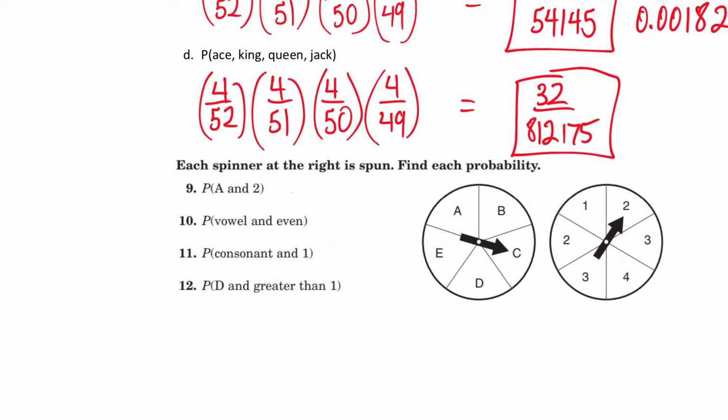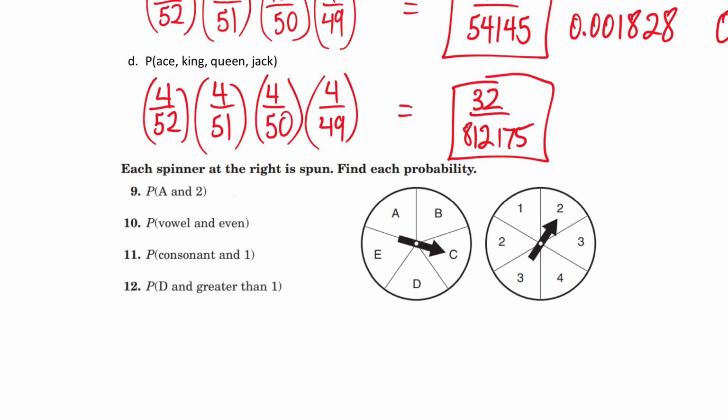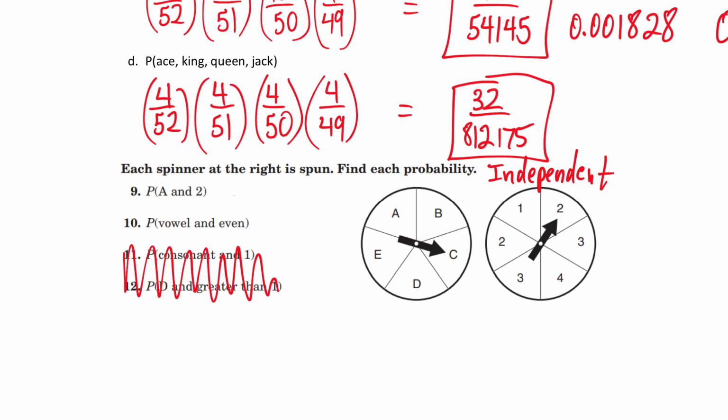These down here are easier because on this one, you're going to spin 2 different spinners. This is an example of independent events right here, okay? Because what you spin on the first spinner doesn't affect the second spinner. Obviously, they're independent of each other. So on number 9 there, we're only going to do 9 and 10, so I'm not going to do 11 or 12 here, but on 9, what's the probability of spinning an A and a 2?